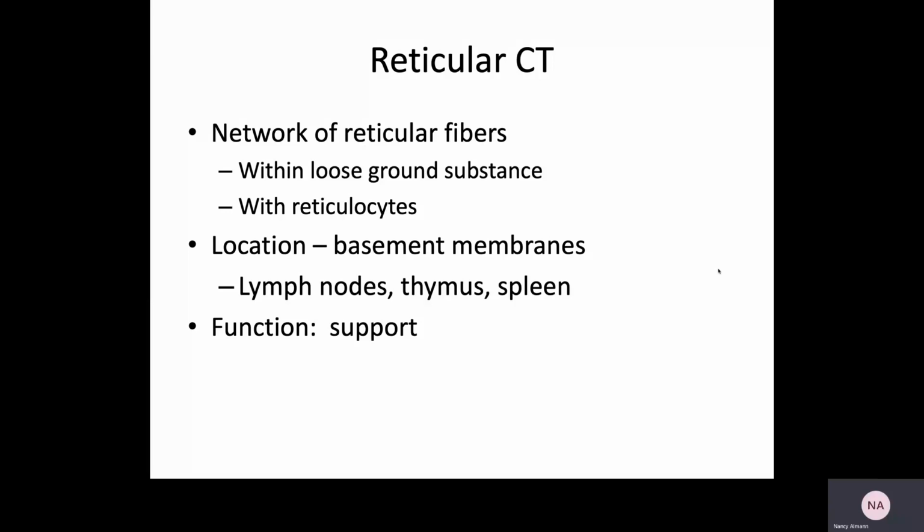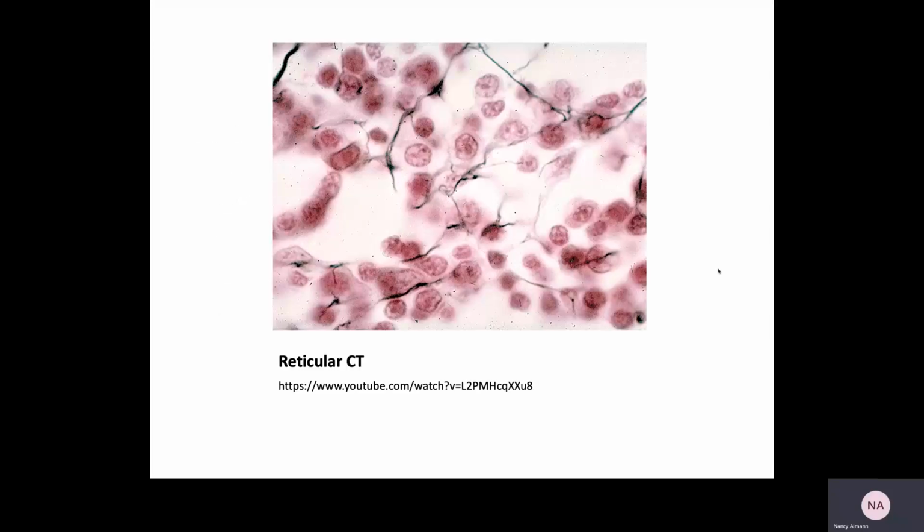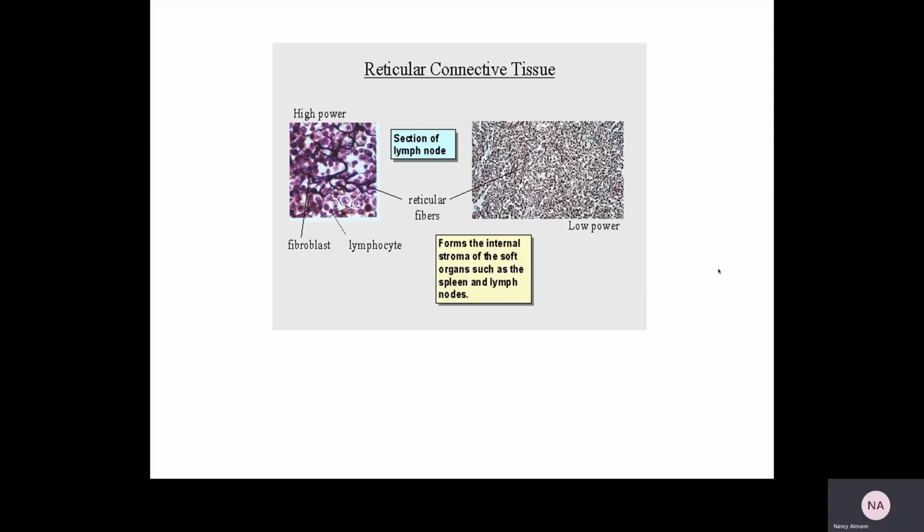Reticular connective tissue is going to have a loose ground substance which will hold a network of reticular fibers, as well as the cells associated with reticular connective tissue, which are conveniently known as reticulocytes. Where do you find this? Basement membranes, in lymph nodes, in the thymus, in the spleen. All of those are associated with the immune system. You got it. And this type of connective tissue tends to support. This is what it looks like. And also like so.